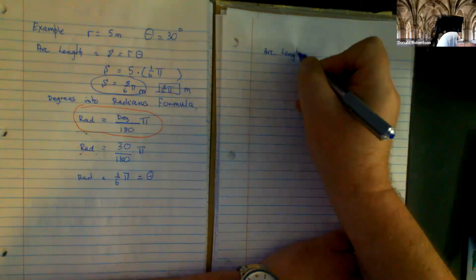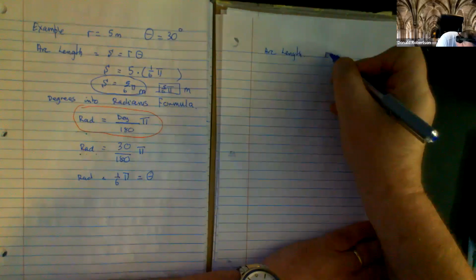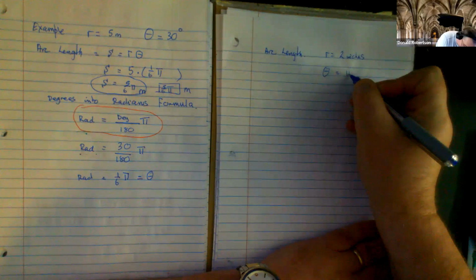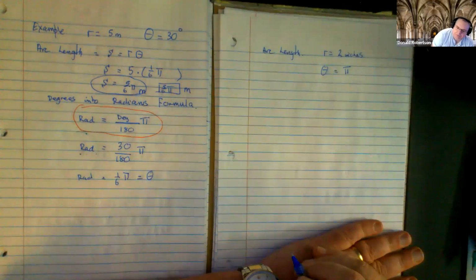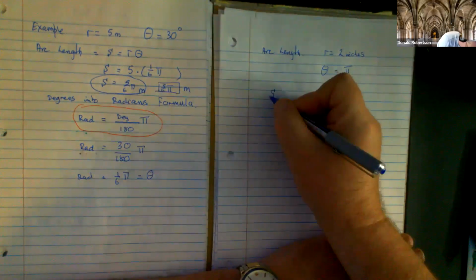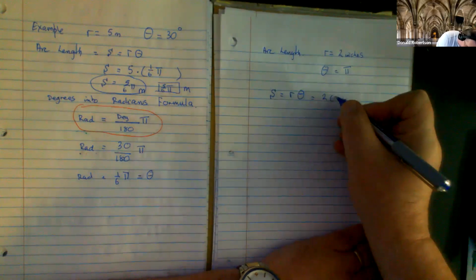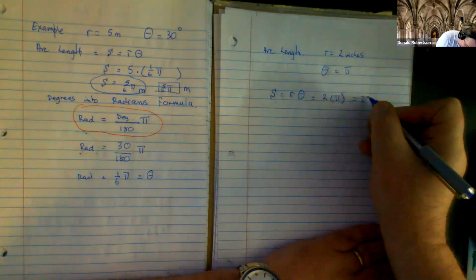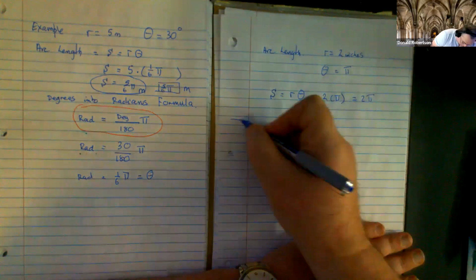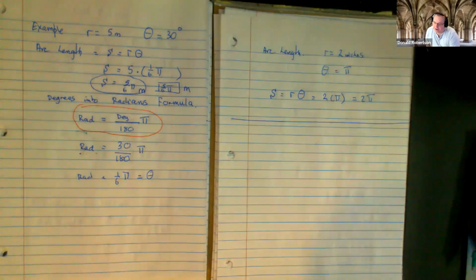So imagine you want to find the arc length and the radius is 2 inches and theta is pi. Then r times theta, 2 times pi, 2 pi. Would you agree that question is pretty easy to do?